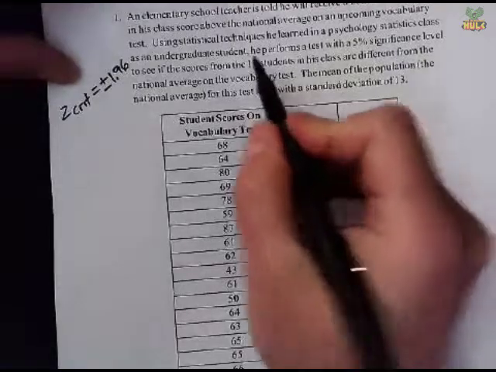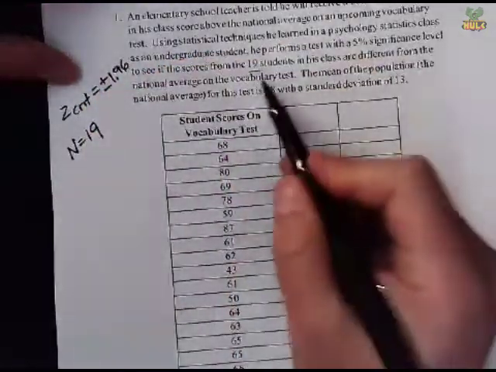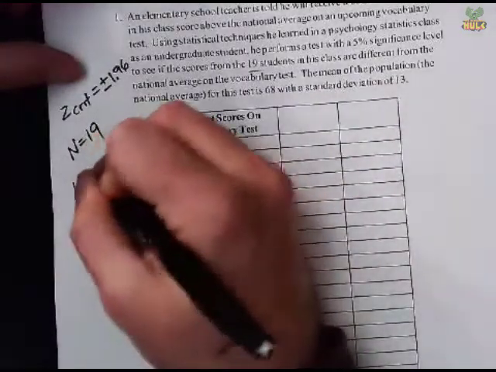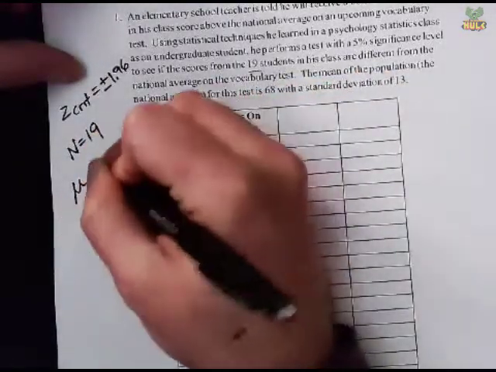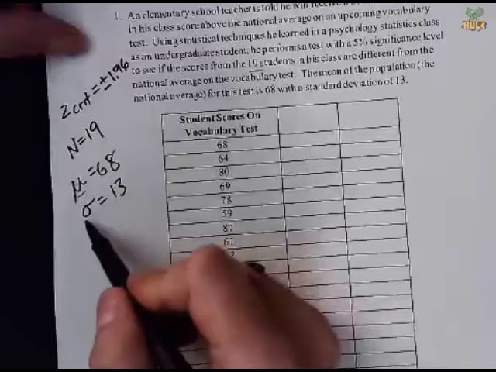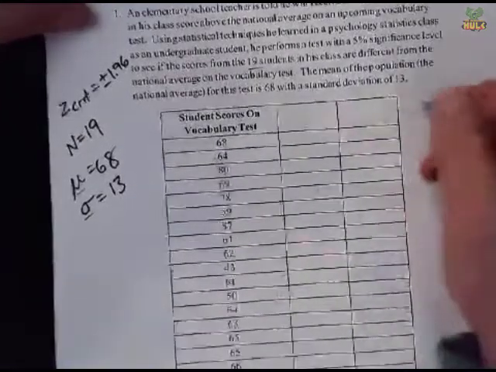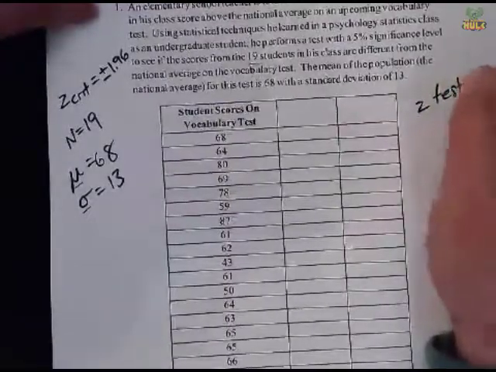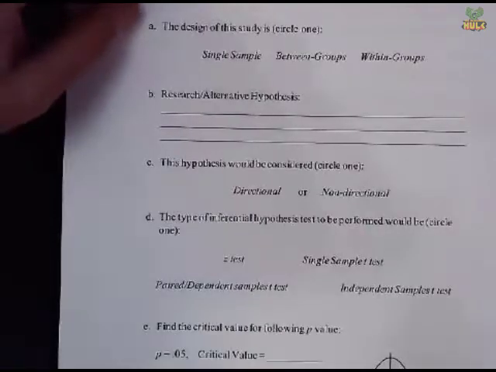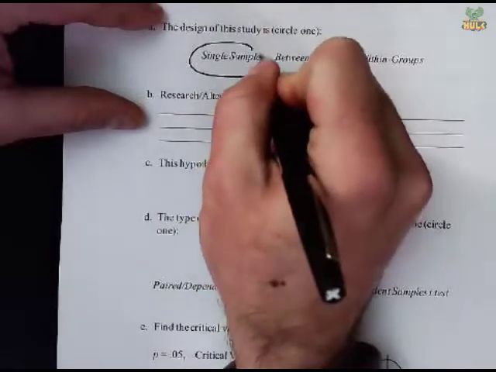Okay, what else do we know? 19 students. N equals 19. See if they're different. The mean of the population is 68. And the standard deviation of the population is 13. So we know the mean of the population and the standard deviation of the population. So we are in the world of a Z test. So if we go over here, the design of the study. Well, what is it? In this case, we have just one sample being compared to the population, so that's easy. It's a single sample study.